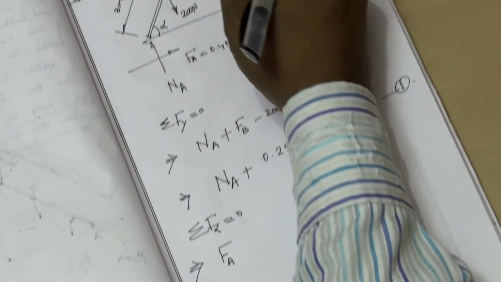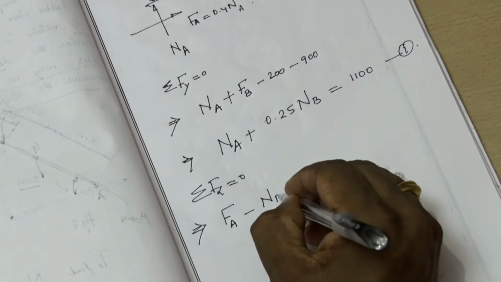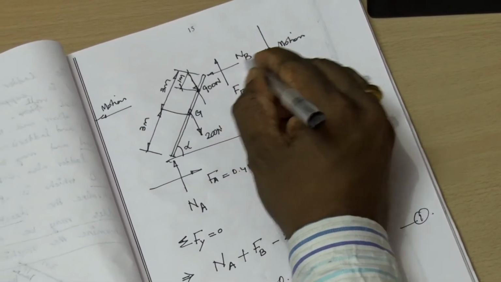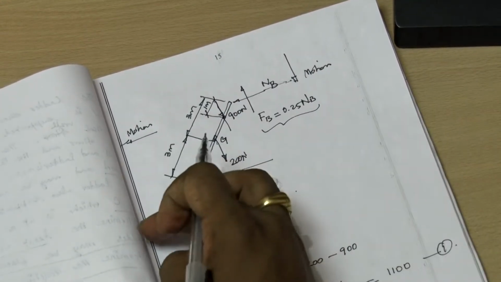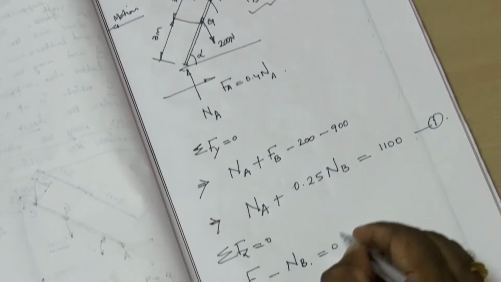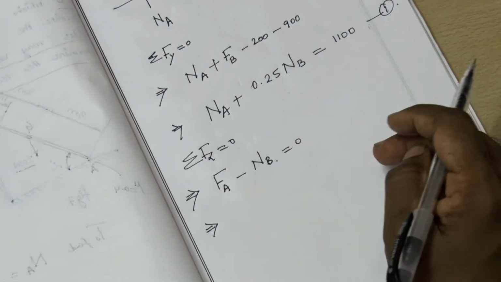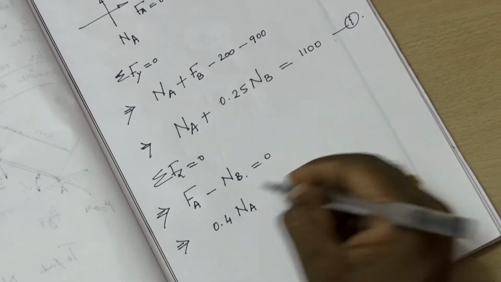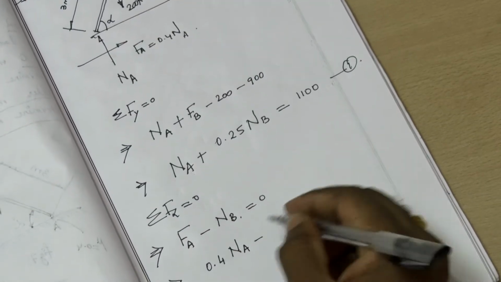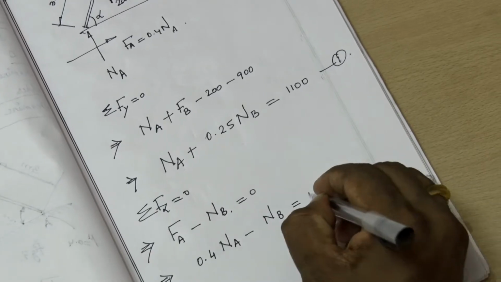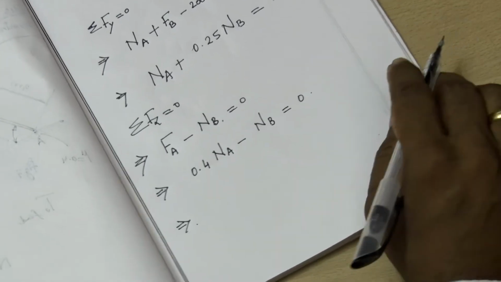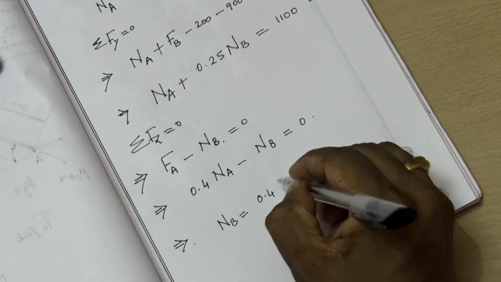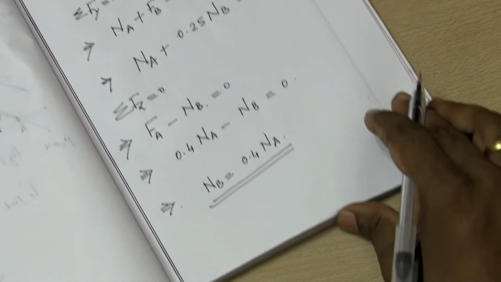Similarly, we apply sigma Fx equal to 0. We have Nb towards the left, negative, and Fa towards the right, positive, equal to 0. This implies Fa, which is 0.4 Na, minus Nb equal to 0. Therefore Nb is equal to 0.4 Na.